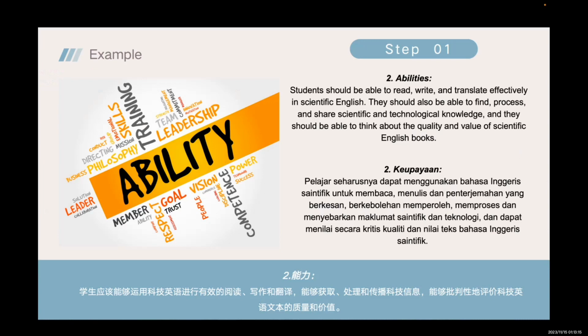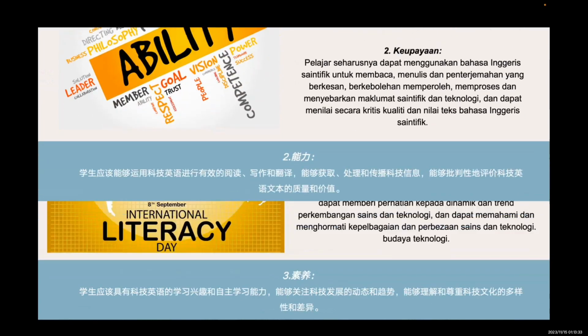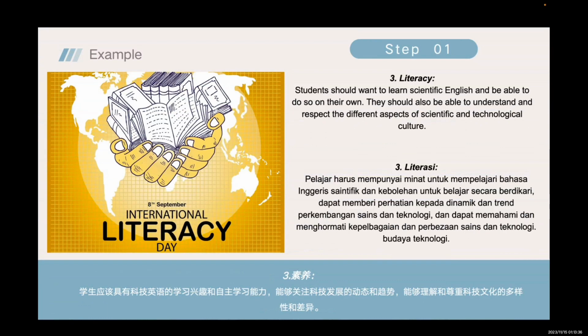So students should be able to read, write, and translate effectively in scientific English. They should also be able to find, process, and share scientific and technological knowledge, and they should be able to think about the quality and value of scientific English books. And number three, literacy. Students should want to know and learn scientific English and be able to do so on their own. They should also be able to understand and respect the different aspects of scientific and technological culture.